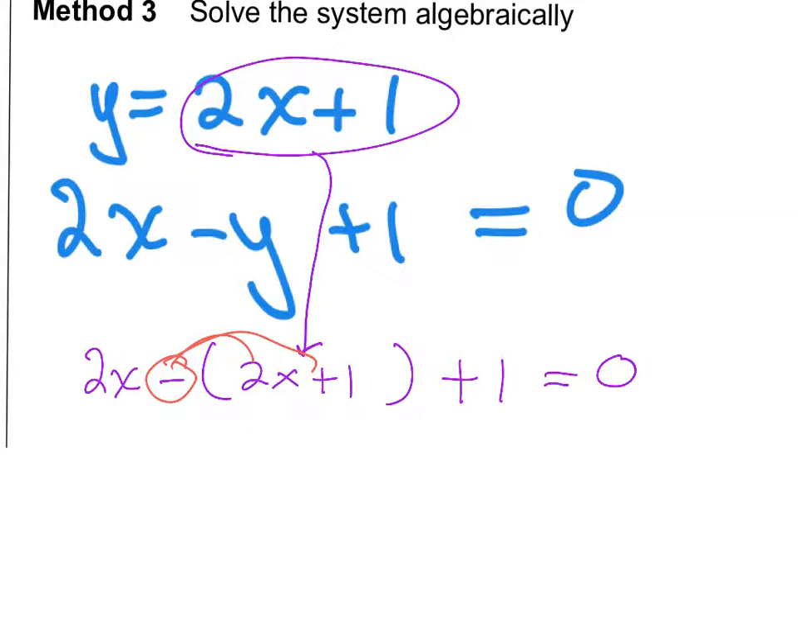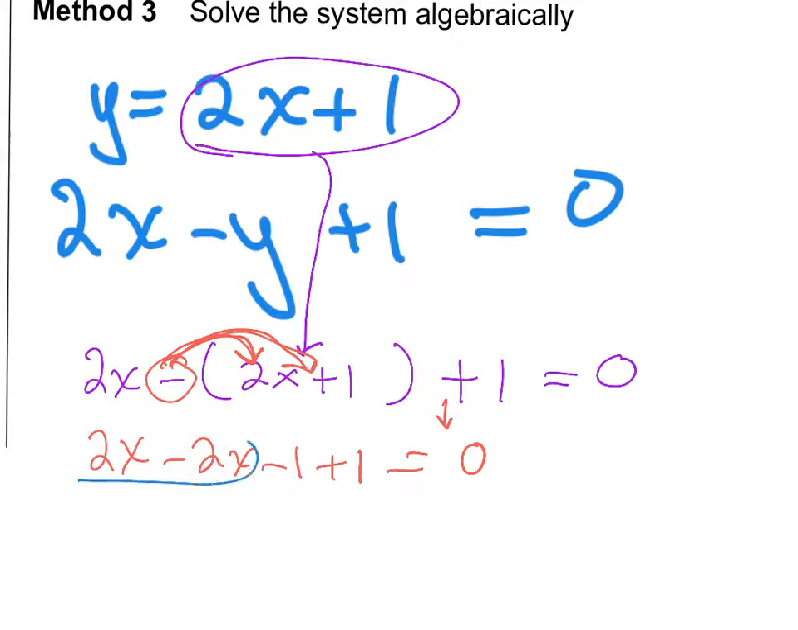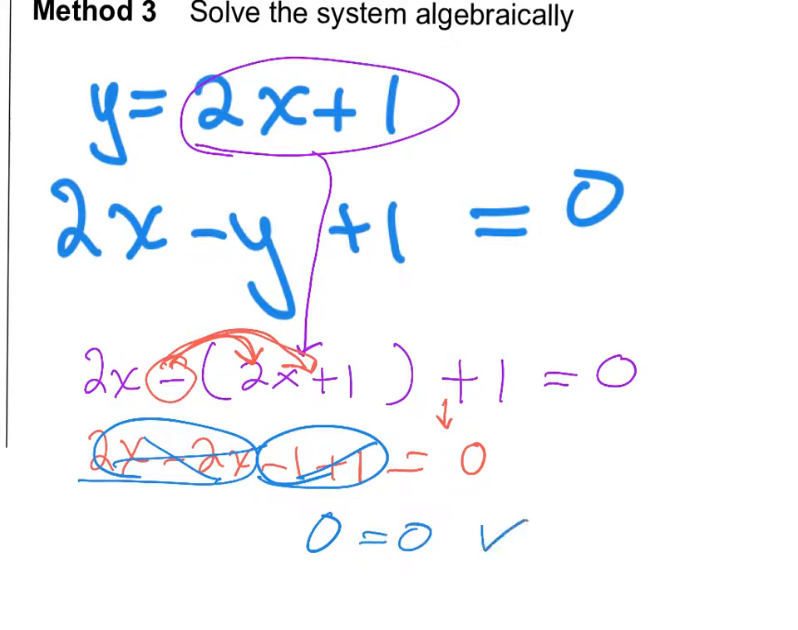So 2x minus 2x minus 1 plus 1, as I rewrote that, equals 0. Zero cancels out. 0 equals 0. Yeah, it's the same thing. It's infinite solutions.